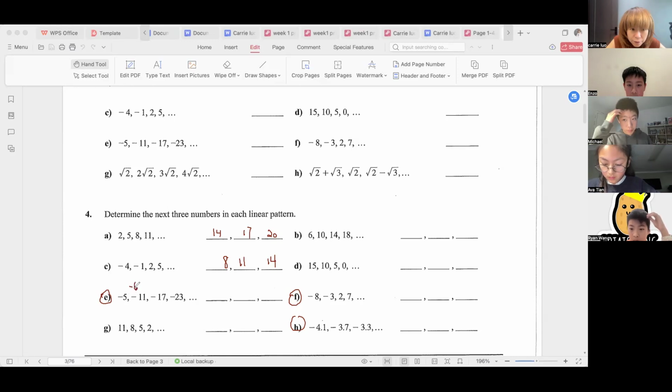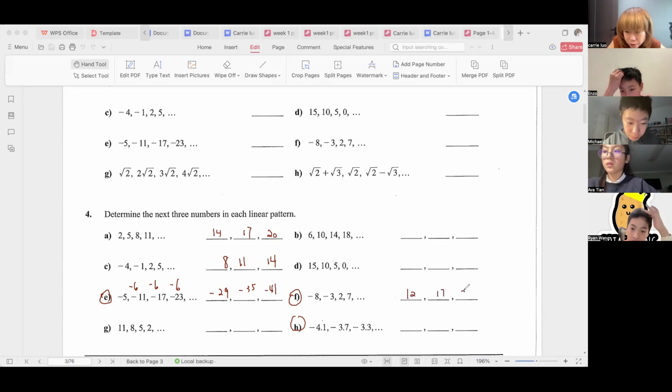Okay, so minus 6, minus 6, minus 6. So minus 29, minus 35, and minus 41. Do you understand what we are doing right now? We're not just doing the patterns, okay, Ryan? We're just reviewing the negative number calculation. Do you understand? This is such a good thing. A lot of students said, why do I have to learn math step by step? Because if you don't understand the earlier one, it's impossible for you to understand the later one. Get it? Okay, so this one is plus 5, so 12, 17, and 22, right? So this one's okay.